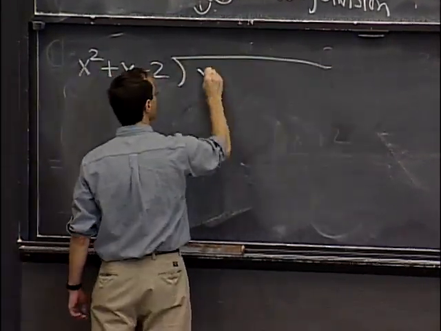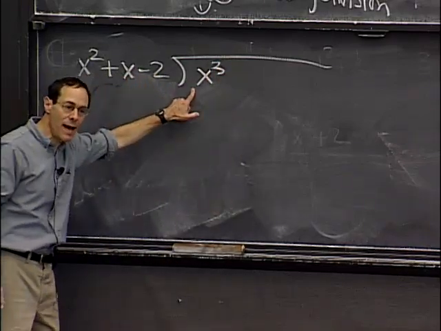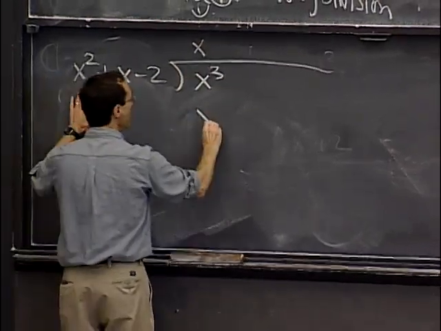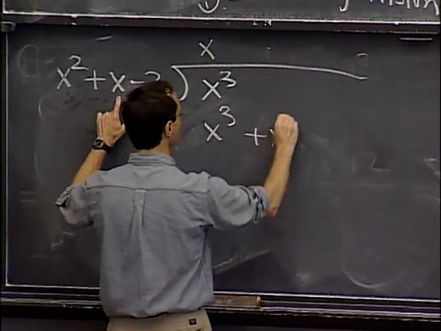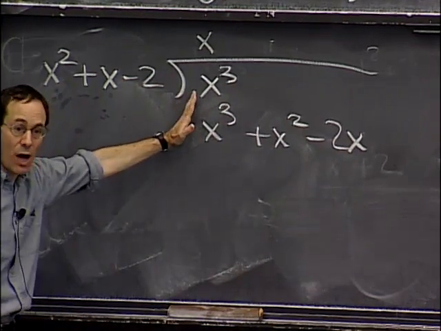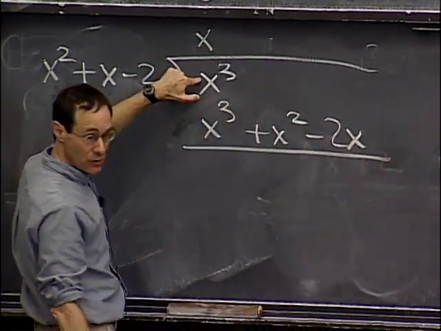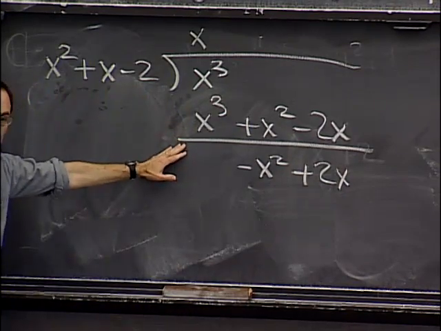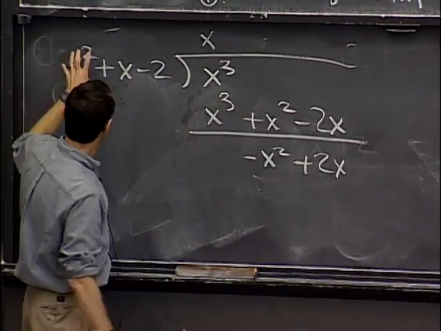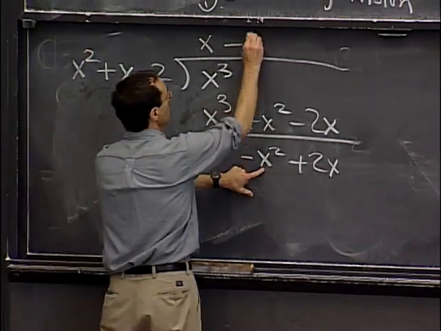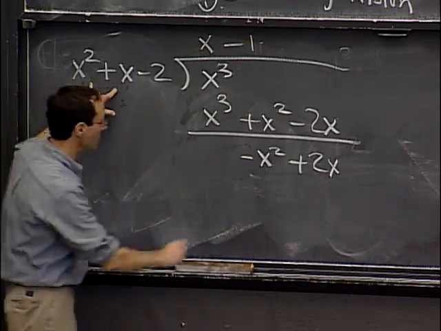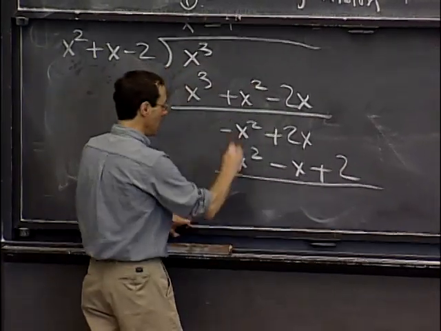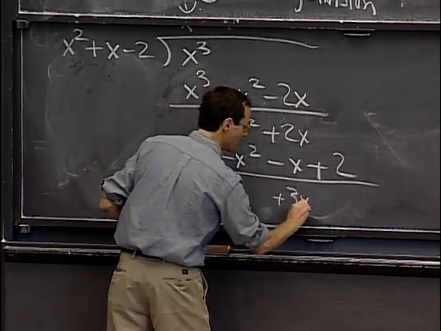So we're dividing this polynomial into that one. And so the quotient to first order here is x. That's going to match the top terms. So I get x cubed plus x squared minus 2x. That's the product. And now I subtract, and it cancels. So we get here minus x squared plus 2x. That's the difference. And now I need to divide this next term in, and I need a minus 1. So minus 1 times this is minus x squared minus x plus 2. And I subtract, and the x squareds cancel, and here I get plus 3x minus 2.